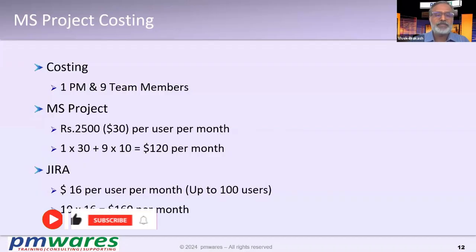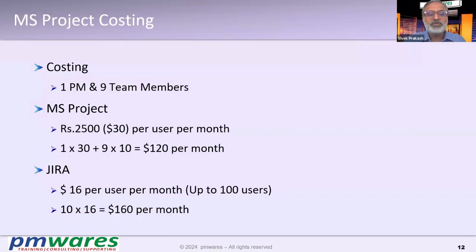If you use complete MS Project, then one person will use it at $30 per month and 9 people at $10 per month. Total cost per month will be $120. But if you go with JIRA, everybody has to pay $16. So for 10 people, it is $160.